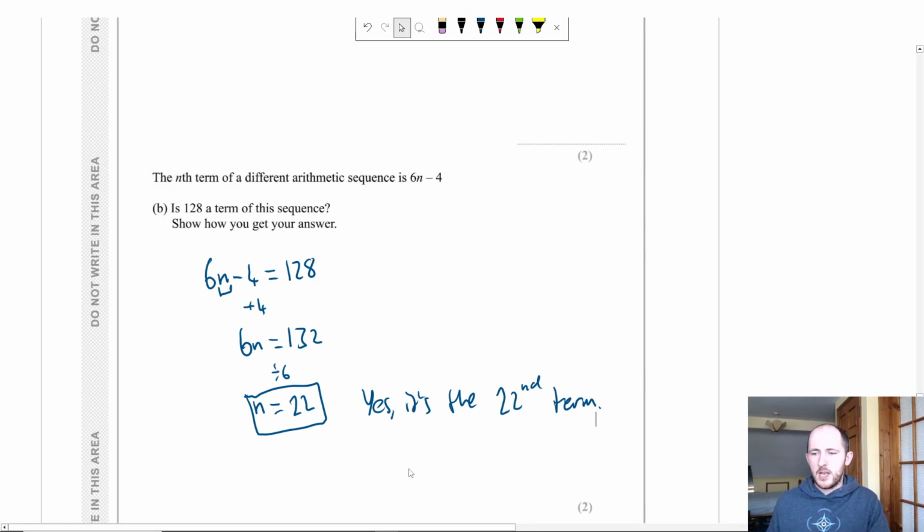So in this case, just solve it. Make it equal to the nth term formula. Solve it for the unknown, for n. If it's a positive whole number, it is part of the sequence. You just write, yes, it's the 22nd term, 5th term, whatever, okay? Other than that, it's going to be a no.